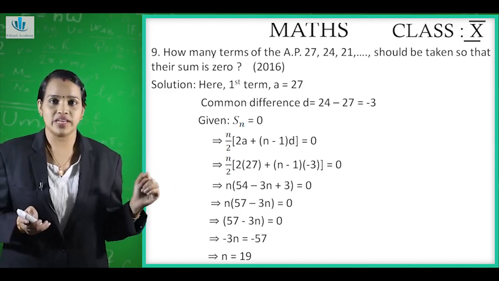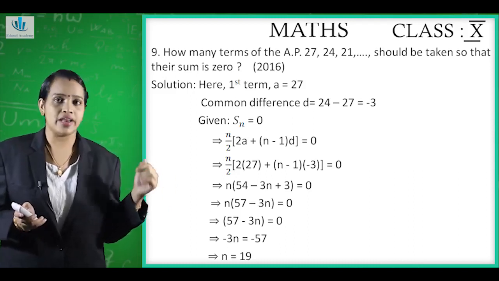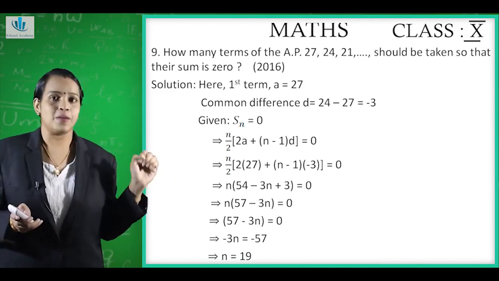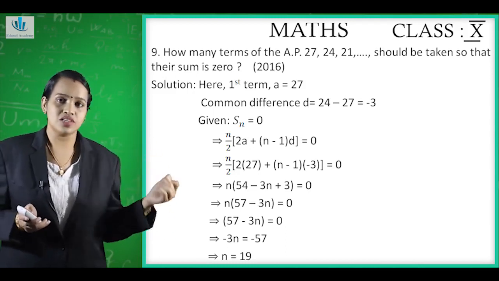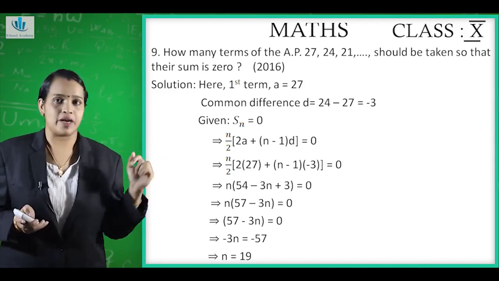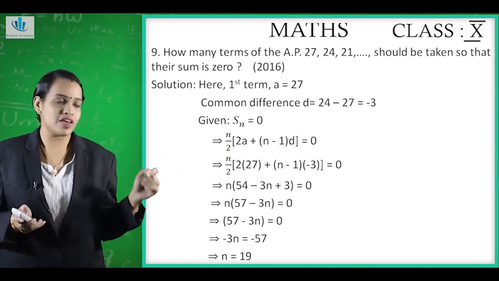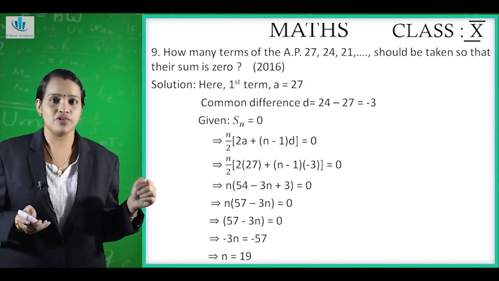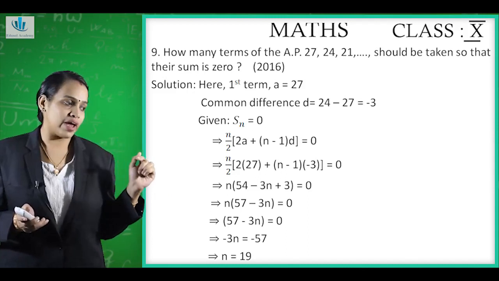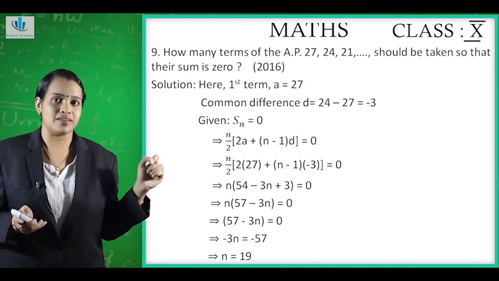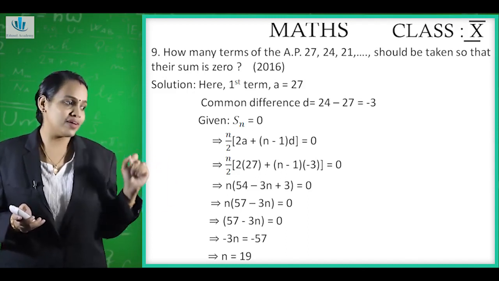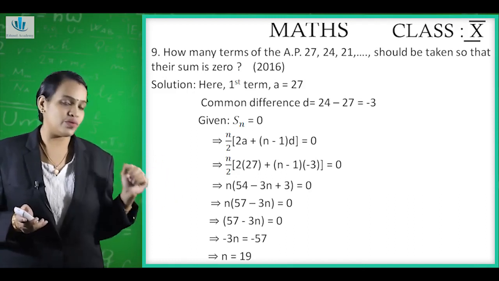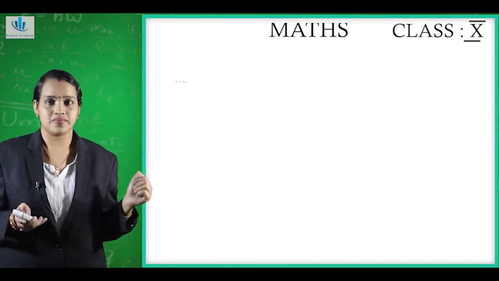Now we will take the 2 from it, so n into (54 minus 3n plus 3) is equal to 0. That means we are solving the bracket. Now n into (57 minus 3n) is equal to 0. Therefore, we will divide by n, so it becomes 57 minus 3n is equal to 0. Minus 3n is equal to minus 57. n is equal to 19.